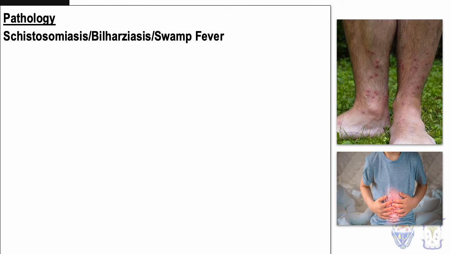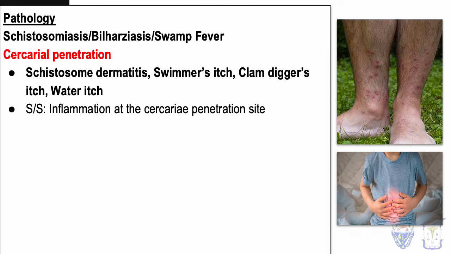So let's move on to the pathology of your schistosome, and this is called schistosomiasis, bilharziasis, or swamp fever. The first one is through cercarial penetration. This is associated with inflammation at the cercarial penetration site, just like here on this picture. This leaves reddish spots where the cercaria entered, and this is also known as schistosome dermatitis, swimmer's itch, clam digger's itch, and water itch. This is an inflammation surrounding the bite site of the larva.